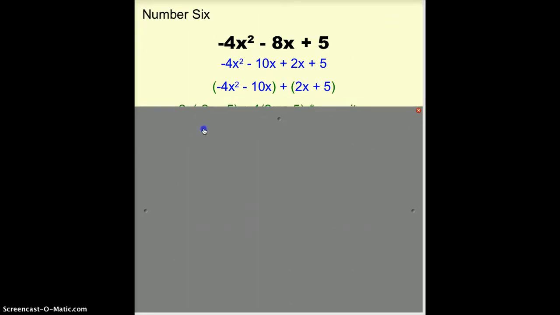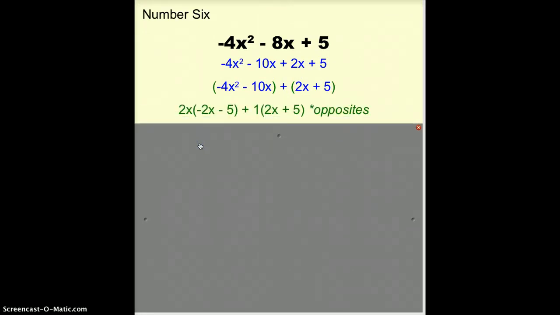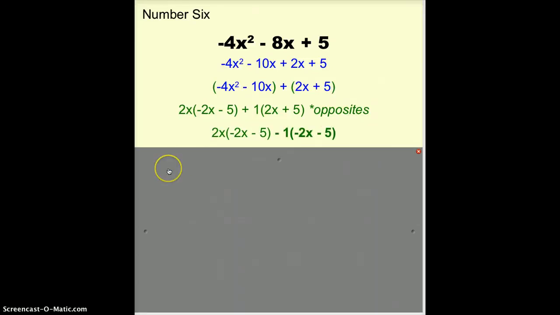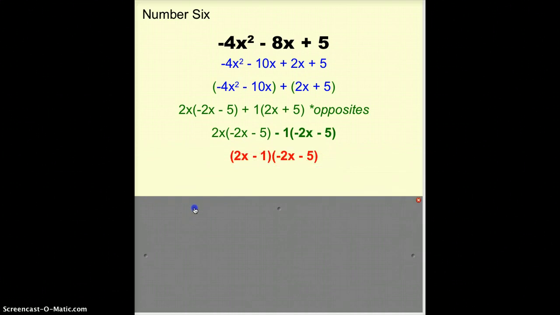My scale factor of the first set is 2x, and my scale factor of the second set is positive 1. I notice though when I factor these out, I'm left with opposites. I have negative 2x minus 5 in the first set and 2x plus 5 in the second set. If we remember from the last section of the textbook, we can multiply the 1 times negative 1, which will change everything over to have the same. And so now we can factor out negative 2x minus 5 and our scale factor is 2x minus 1. And your final answer should look like this.